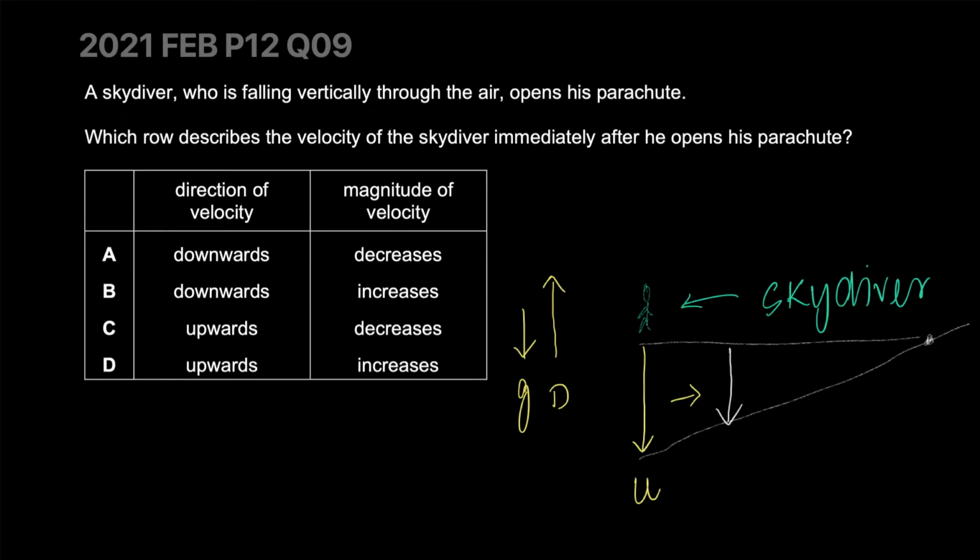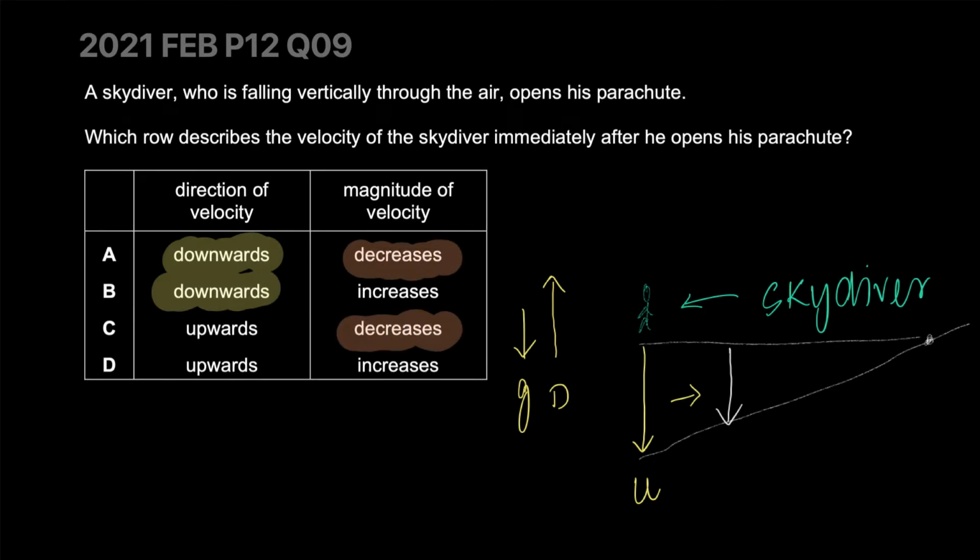If this makes sense, I'm just being very visual right now, right? So the vector direction of velocity is downwards, and the velocity is decreasing. Our options tell us that the correct answer is A.